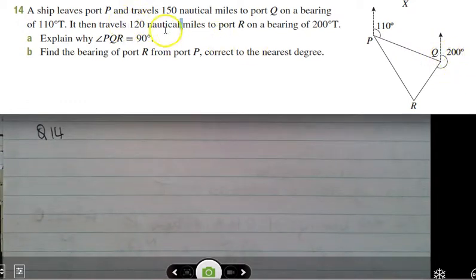It then travels 120 nautical miles to Port R. So you now need to take direction again, put a new north sign, and go 200. It goes 120 nautical miles to point R on a bearing of 200. So you've got to go beyond 180, another 20 degrees beyond 180, and that bearing there is 200. So R is down there, and then they want you to explain why that angle there is 90.